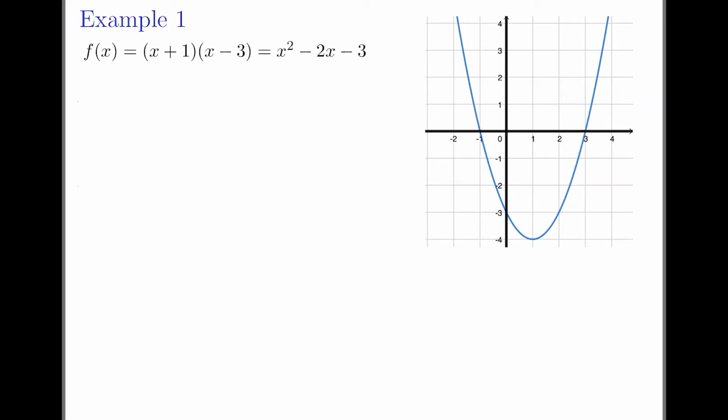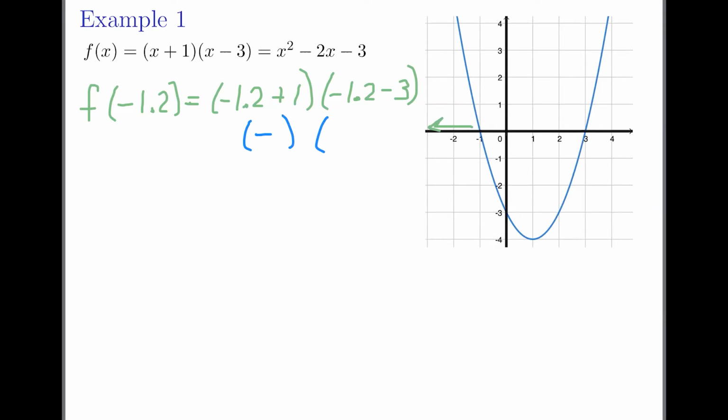Let's actually try plugging in something less than -1. So if I plug in something like f of -1.2, what do I get? I get -1.2 plus 1 times -1.2 minus 3. And the point is that -1.2 plus 1, that's negative. And then -1.2 minus 3, that's also negative. And it wouldn't have been any different if I had used -1.5 or -8 or -17. And so I would get a negative times a negative, which is a positive. And that's why the graph is above the x-axis.